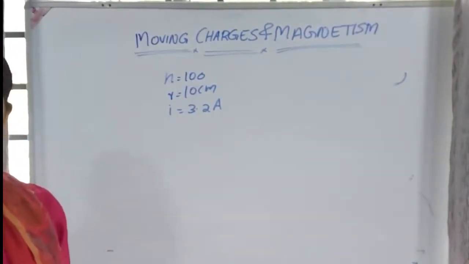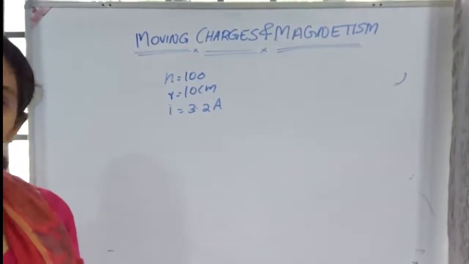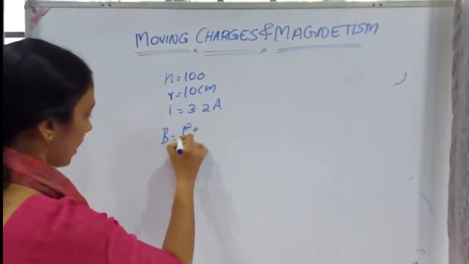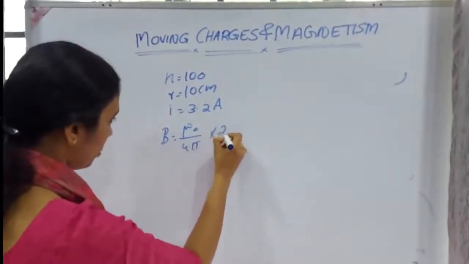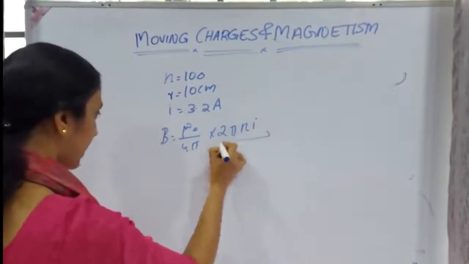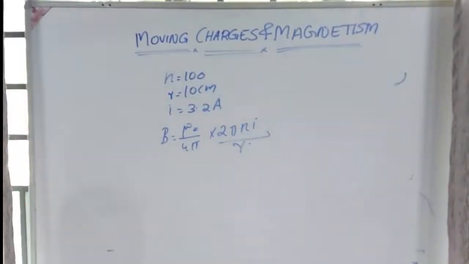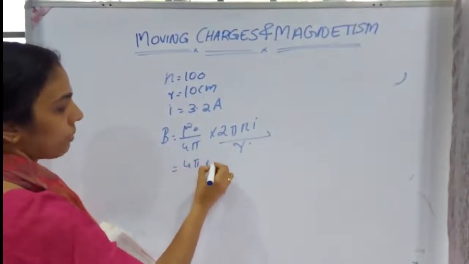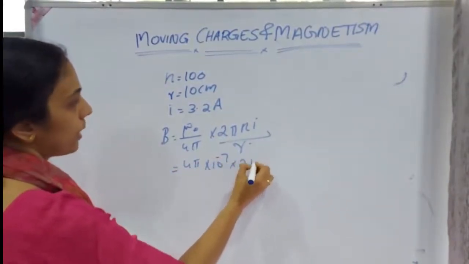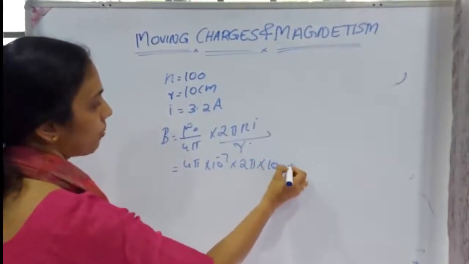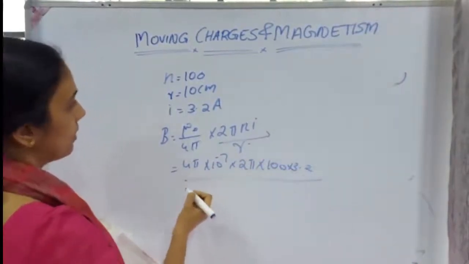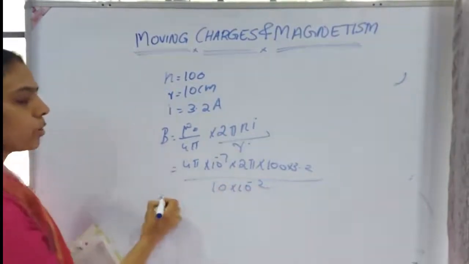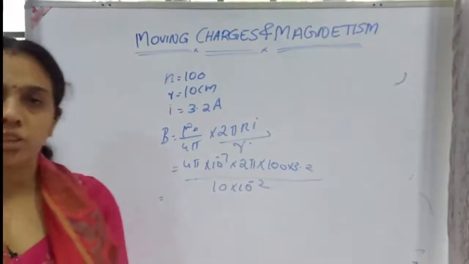What is the formula to find the magnetic field of a circular coil? That we learned long back, right? That is B equals mu 0 by 4 pi into 2 pi Ni divided by R. This is the formula. You can substitute this and find the value. 4 pi into 10 to the power minus 7 into 2 pi into 100 into 3.2 divided by R, which is 10 into 10 to the power minus 2. Okay, you will be getting the value there, that much of Tesla.